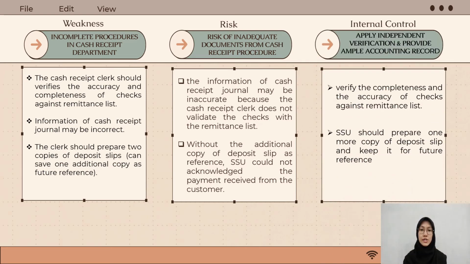So here for the last one, SSU must implement independent verification to verify the completeness and the accuracy of checks against the remittance list. This is to ensure the cash receipt journal that will be prepared is correct. Besides that, SSU also should provide adequate accounting records. In this case, SSU is supposed to prepare 1 more copy of deposit slip and keep it for future reference, because sometimes transactions may get lost in the system.